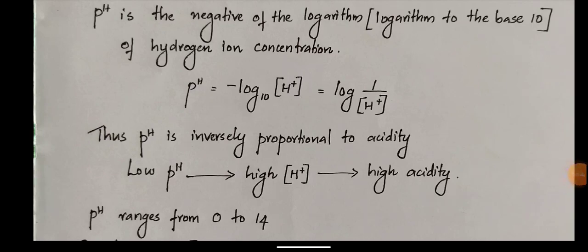Now this is what is explained here. The pH is the negative of the logarithm to the base 10 of hydrogen ion concentration, and the pH equals negative log 10 to the H plus concentration, which is equal to log 1 by H plus. Thus pH is inversely proportional to acidity, and the low pH indicates high H plus concentration, which indicates the solution is more acidic, and the pH ranges from 0 to 14.